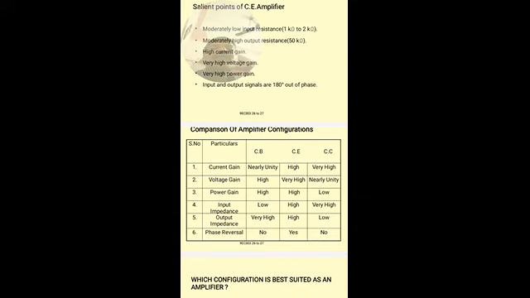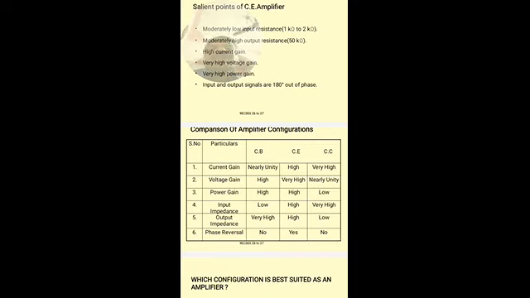And coming to power gain, it is high in CB and CE, but not possible with the CC. Power gain is also not possible with the CB, only it is possible with the CE, because it is the configuration which has both voltage and current gain, so it is going to have a high power gain, but power gain is not possible with the CB and CC configurations.